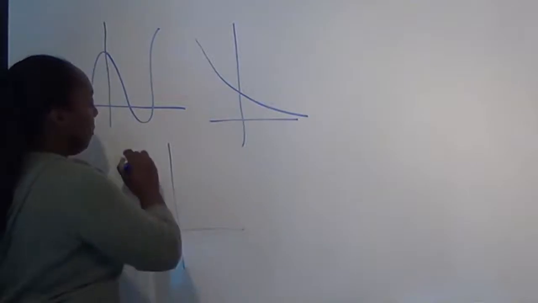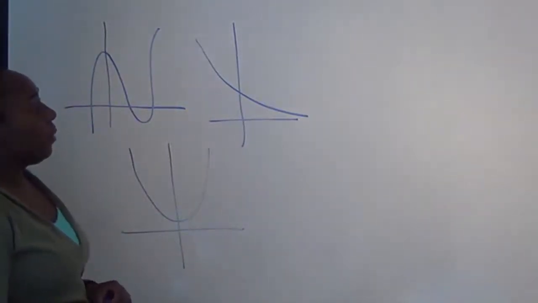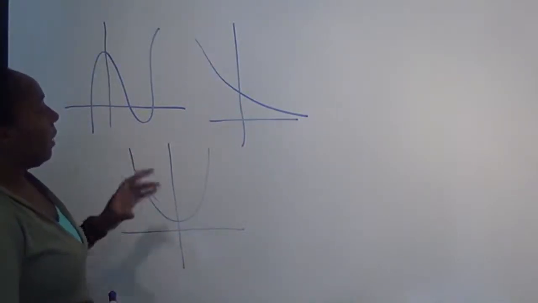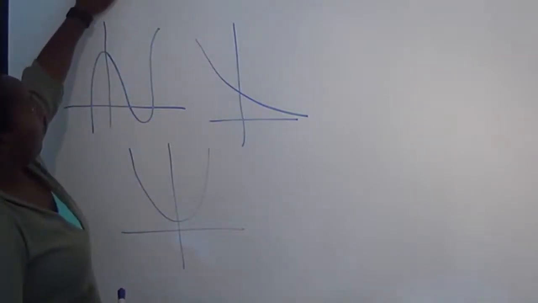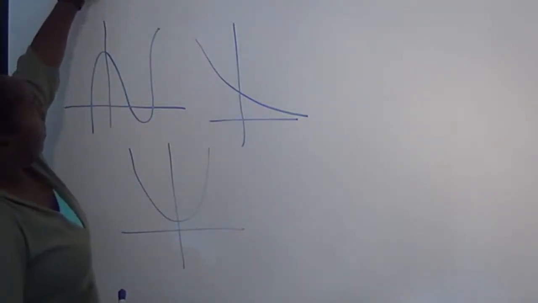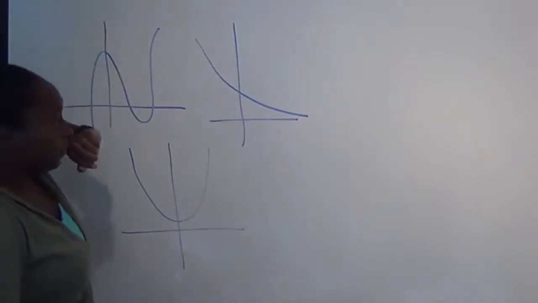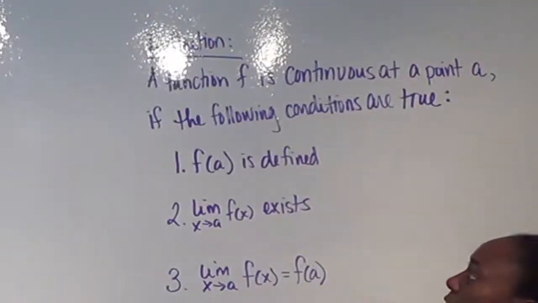Okay? Most all of our polynomial graphs, we can do something like that. Exponents, logarithms, linear equations, and there are others. So things like this where we can draw them without picking up the pencil to form a hole, a jump, or an asymptote. Okay, so that's what we mean by continuous. So here, let's look at our formal definition for continuity.